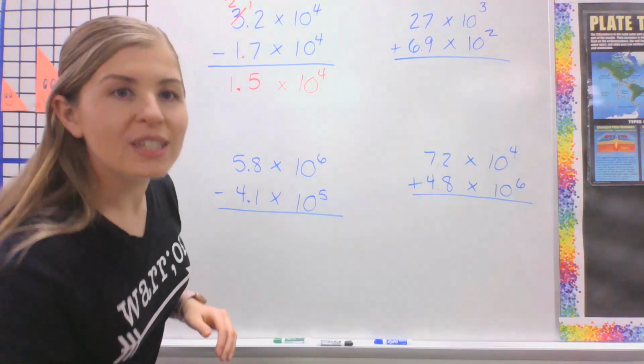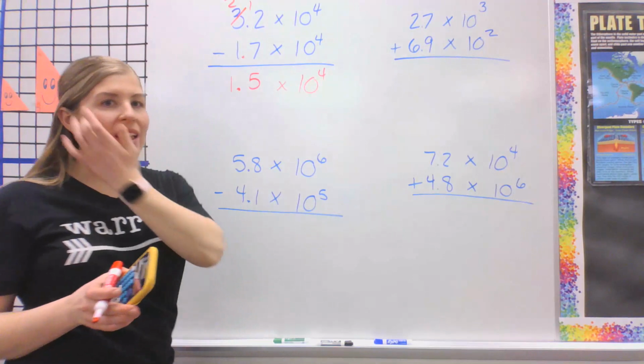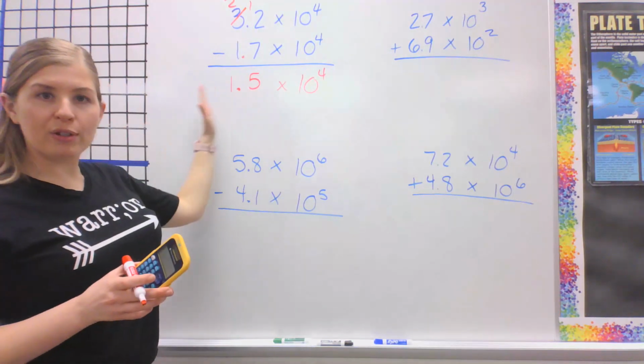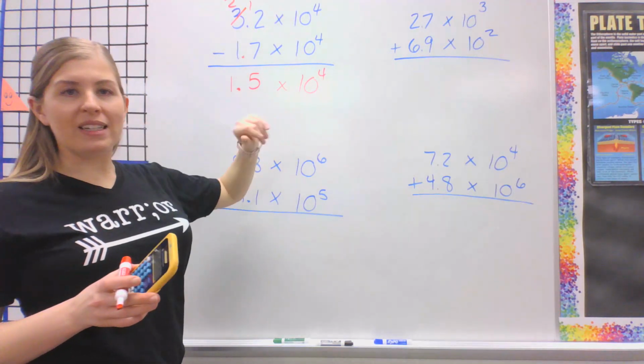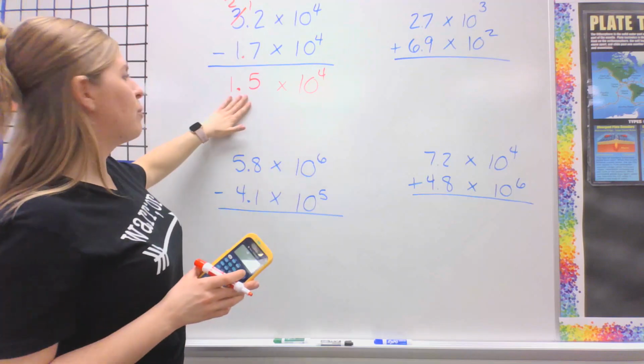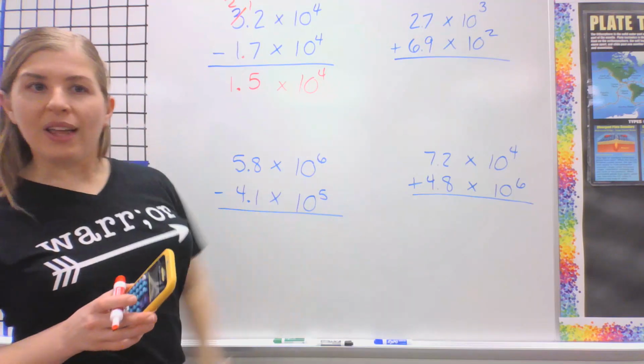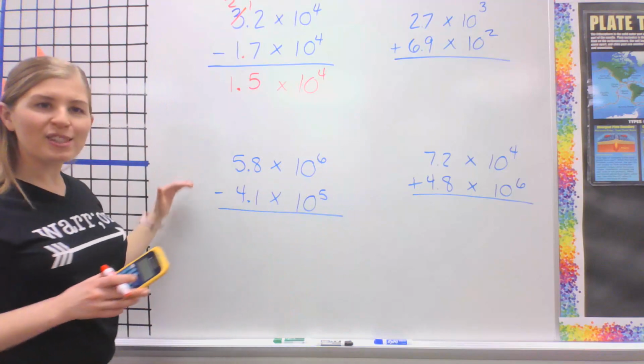Is that written in scientific notation? Do you guys remember? Yeah, so we have to look to make sure that the first number is between 1 and 10, and then it's times 10 to some power. So 1.5 is between 1 and 10, so that looks good to go to me. All right, let's move on down.